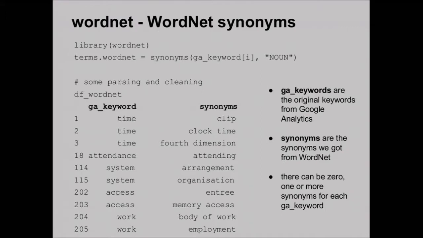Here are the different Google keywords, and here are the different synonyms. And we should also know that for each of the keywords that we send to WordNet for a synonym, it can be 0 synonyms, it can be 1, or it can be more than 1. So for instance, for time, we see that WordNet gives us back clock time, fourth dimension. System has a couple of different ones, access has a couple of different ones, and so on. So this is the Princeton University lexical database that gives us back this data.